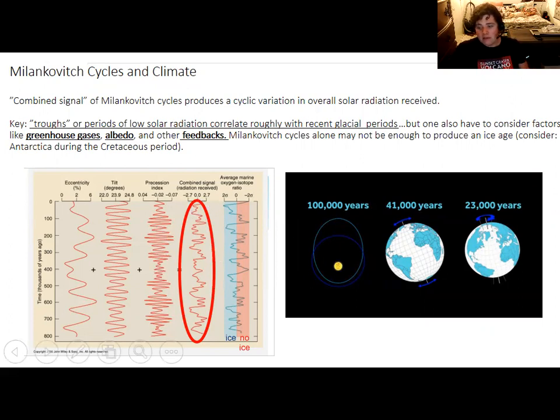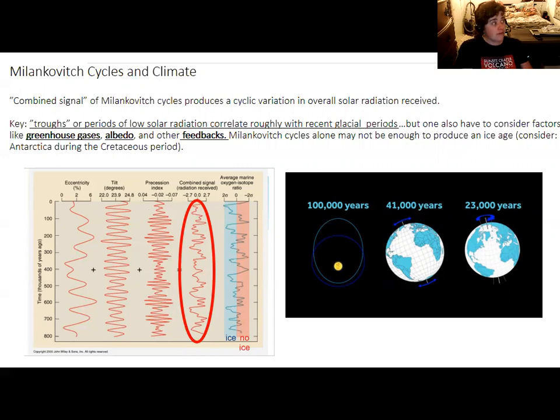periods in which the combined Milankovitch cycles result in lower average solar radiation reaching the Earth correspond roughly to the glacial periods in an ice age. And in the diagram here, you can notice how the troughs in the combined signal on the diagram correspond to periods in which another proxy for climate studies, the oxygen isotope ratio in marine sediment, drops, which indicates glaciation, and that's something we'll talk about more.